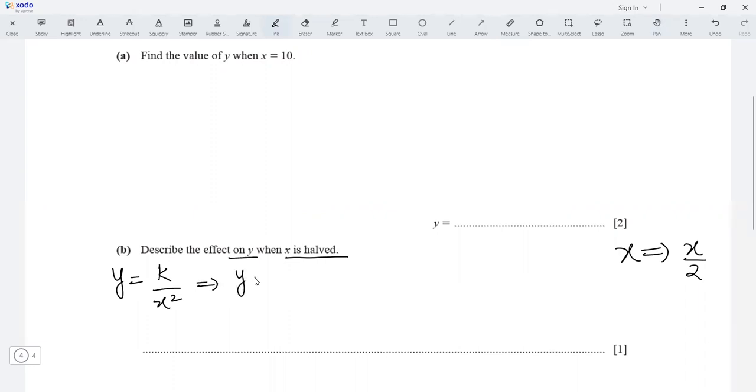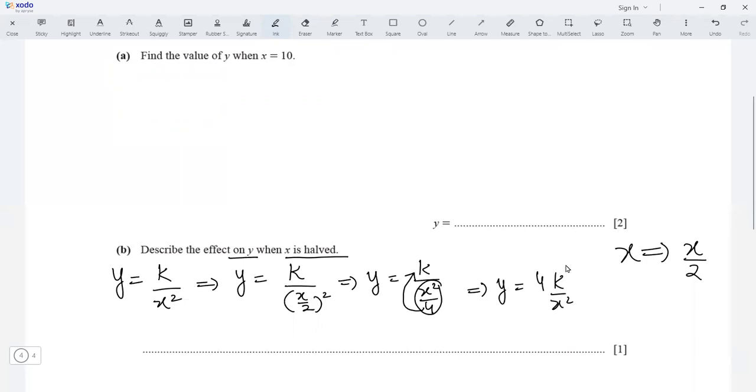So remember, when x equals half, we have to take the square of the complete thing. If you forget the square of 2, it will be wrong. So you can write y equals k overall divided by x squared over 4. The denominator x squared over 4 is a complete fraction in the denominator, so the denominator of the denominator will be multiplied with the numerator. So we can write y equals 4 times k over x squared. So k over x squared was the original value, and it was equal to y.